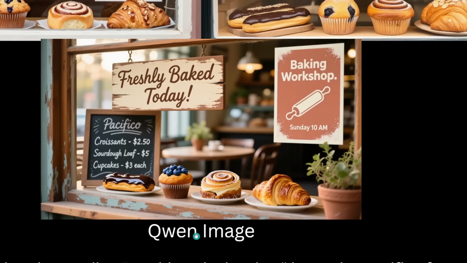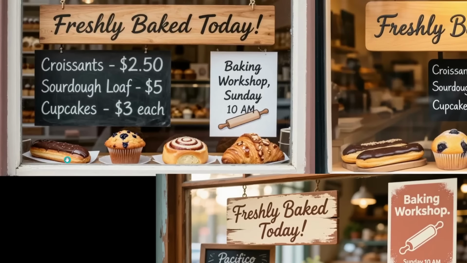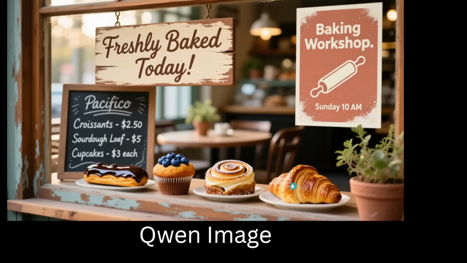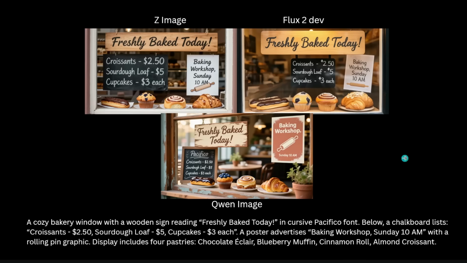And then for Qwen Image Edit, it's also able to get all the text and the elements correct. But again, it seems like these pastries look kind of fake and clearly AI generated. Whereas if you look at Z Image, these pastries look a lot more realistic. Plus, the croissant from Qwen Image is missing almonds. So again, the point here has to go to Z Image. It's the most realistic with pretty much no flaws.